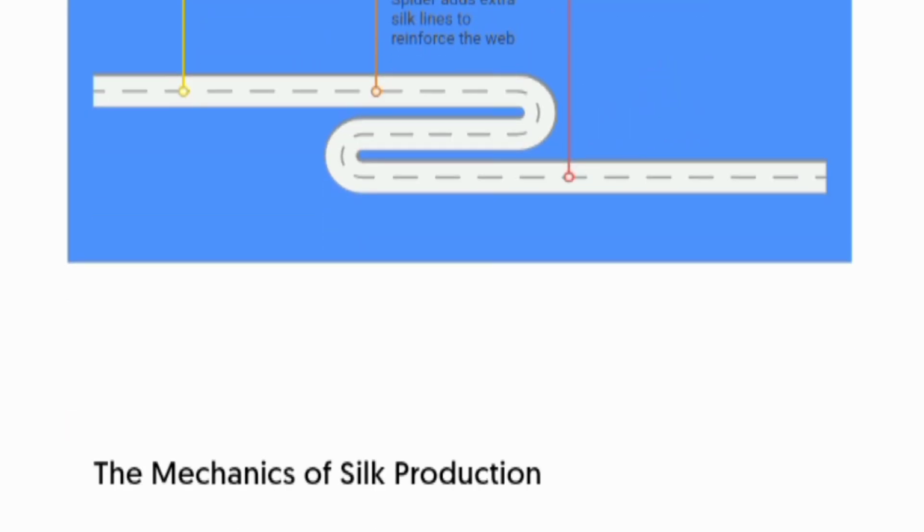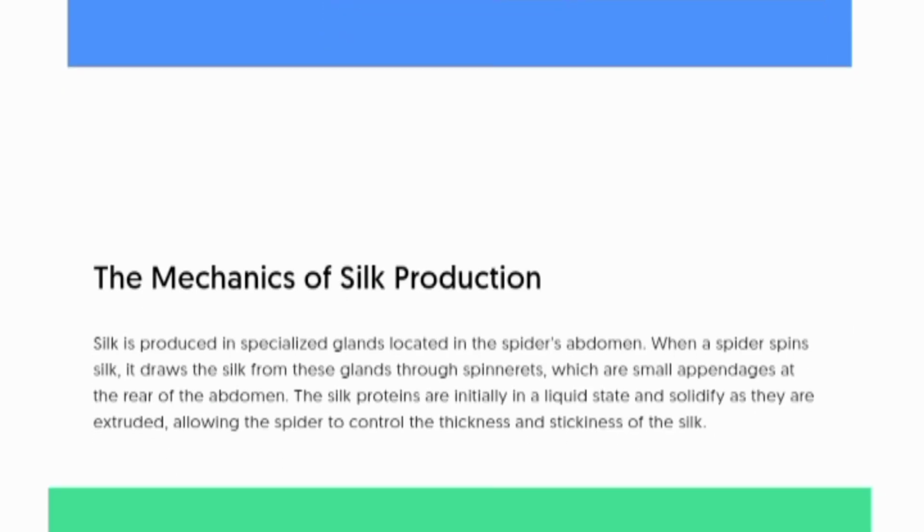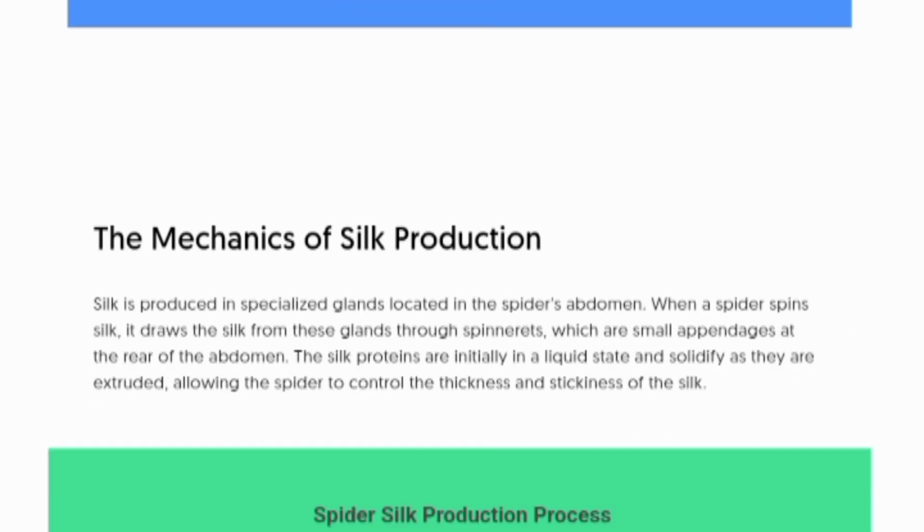The mechanism of silk production. Silk is produced in specialized glands located in the spider's abdomen. When a spider spins silk, it draws the silk from these glands through spinnerets, which are small appendages at the rear of the abdomen. The silk protein is initially in a liquid state and solidifies as it is extruded, allowing the spider to control the thickness and stiffness of the silk.